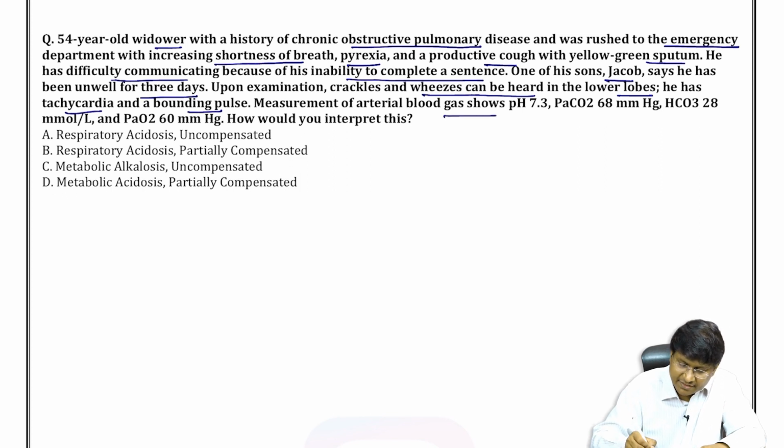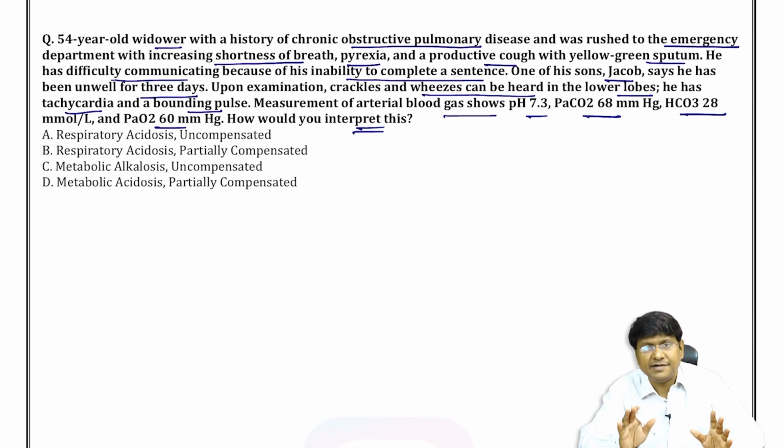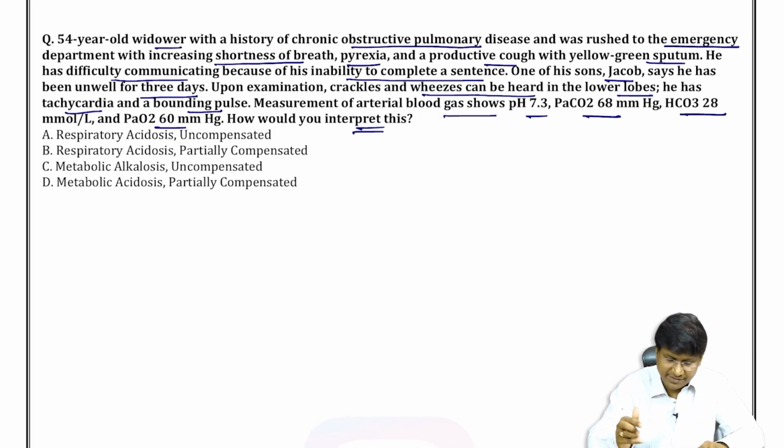Measurement of the arterial blood gas shows a pH of 7.3, PCO2 of 68 millimeters of mercury, bicarbonate of 28 millimoles per liter, and PaO2 of 60 millimeters of mercury. How would you interpret this?